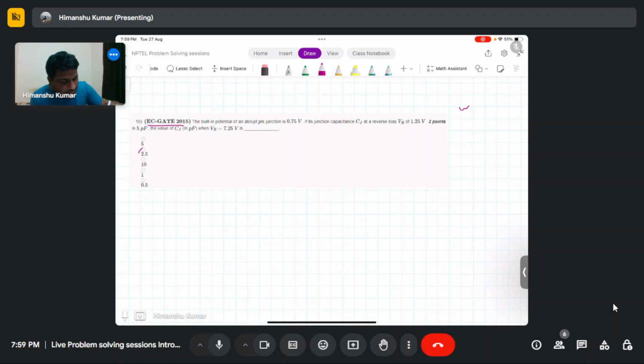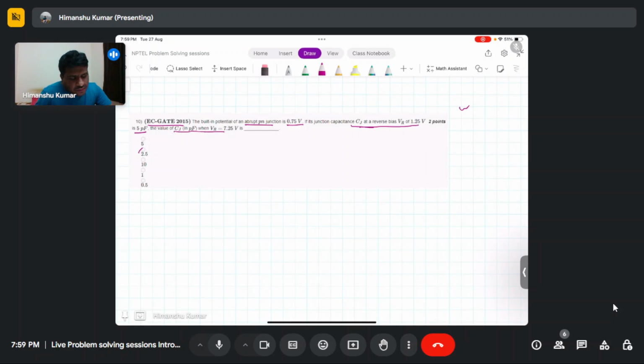The built-in potential of an abrupt PN junction is 0.75 electron volt. If the junction capacitance Cj at a reverse bias of 1.25 volt is 5 picofarad, what is the value of Cj when the reverse bias voltage is 7.25?